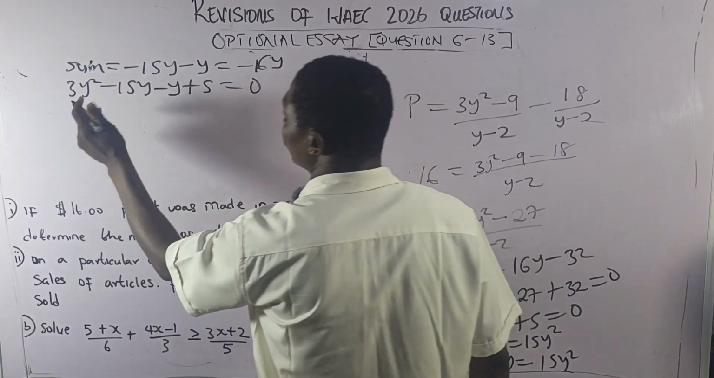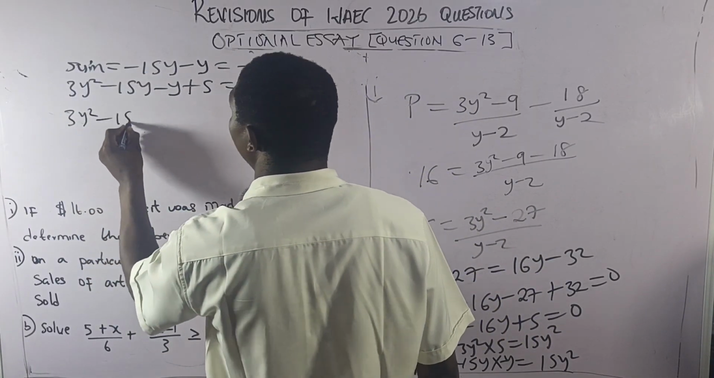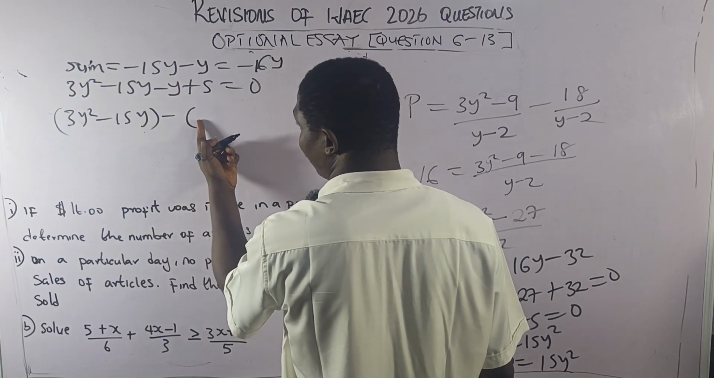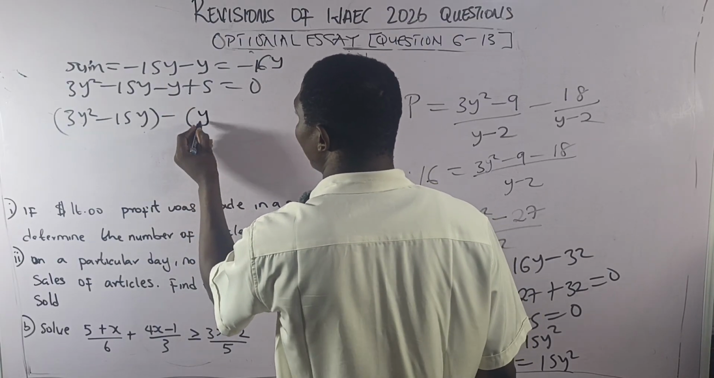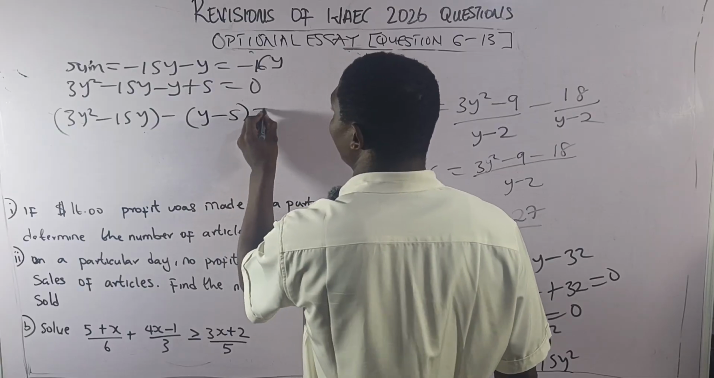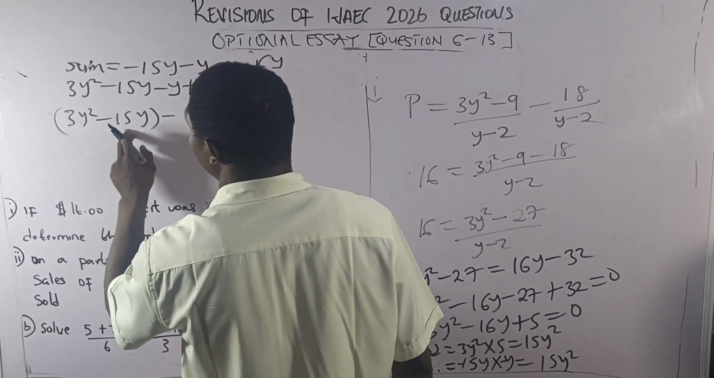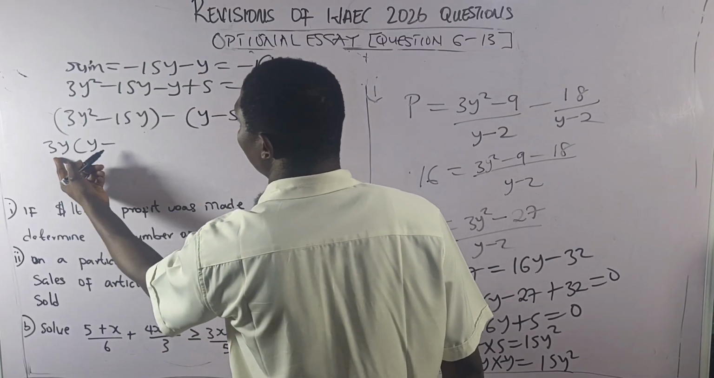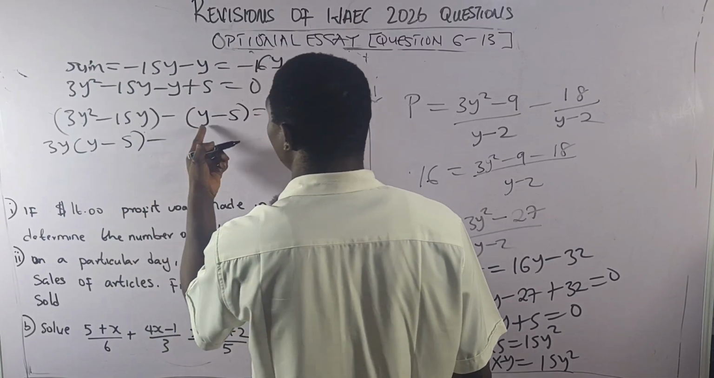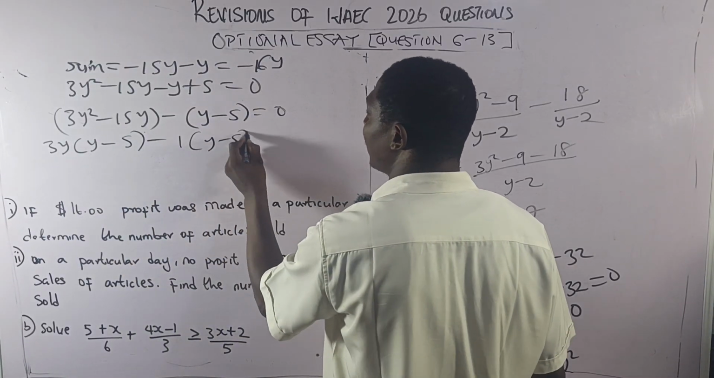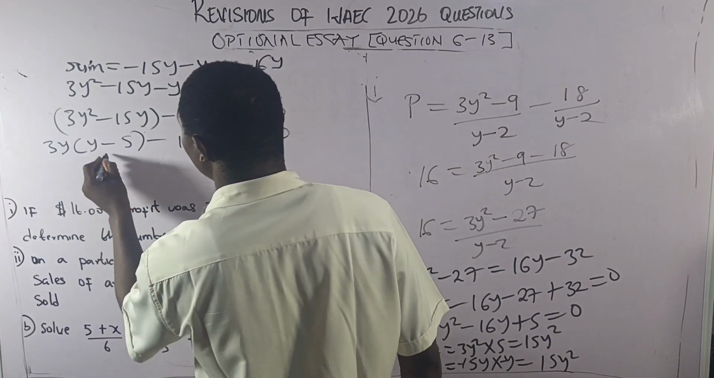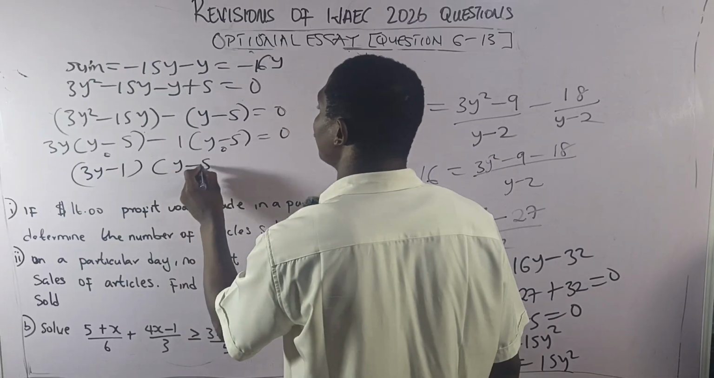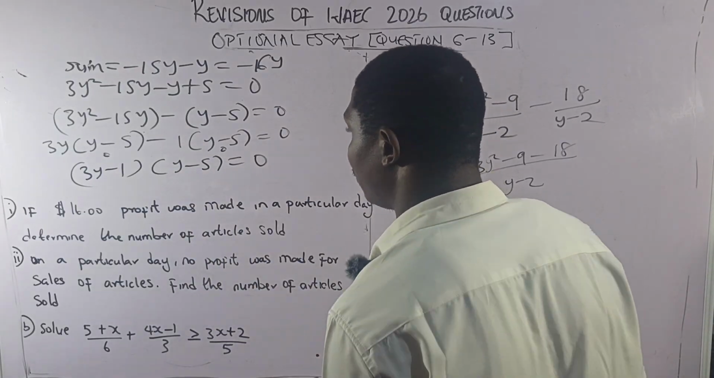Minus minus equals plus. So I'll have 3y squared minus 15y in brackets, minus bracket. Since I have a negative sign at the front of the bracket, negative y becomes positive y, and positive 5 becomes negative 5, equals 0. What's common is 3y. 3y squared divided by 3y gives y, and 15y divided by 3y gives 5. Minus, what's common here is 1, bracket y minus 5, equals 0. So this and this are the same. So I have 3y minus 1 and y minus 5 equals 0.